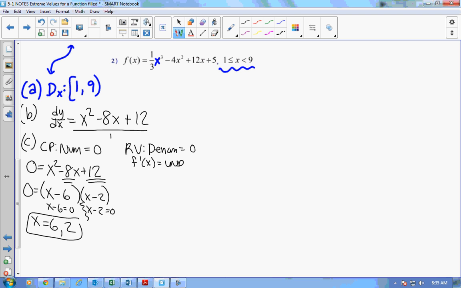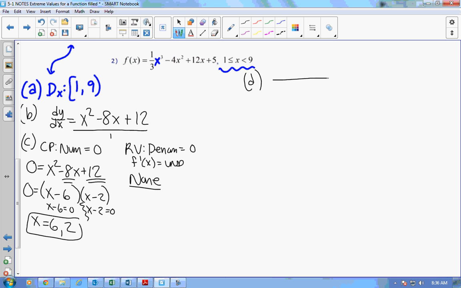Okay, do we have any places where we'd have undefined? Where the function was undefined? No. Because this is just a quadratic, it just goes forever, there aren't any holes. So there are no restricted values. So we take our critical points, maybe C, D comes after C. What do we do for part D?